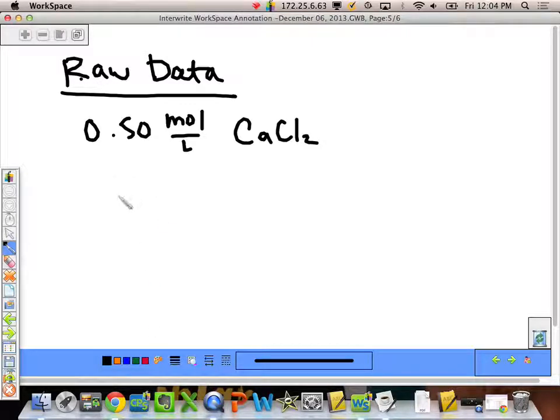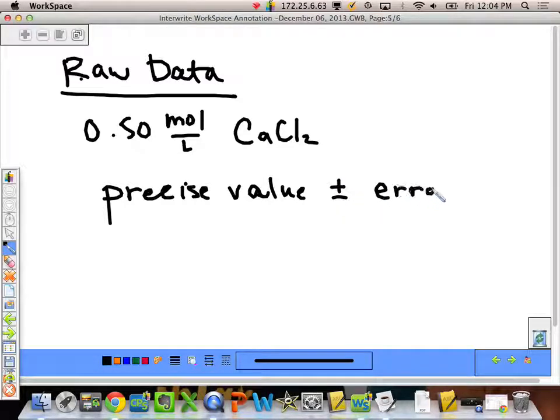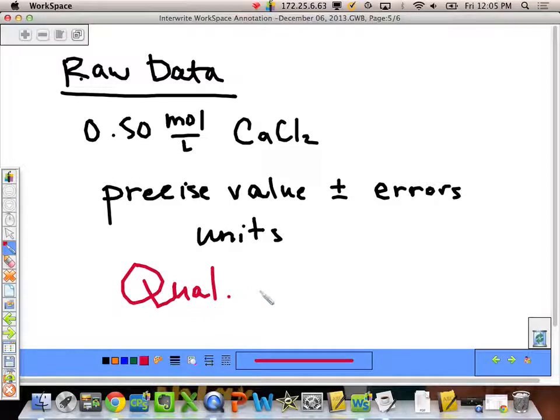And I am going to need a precise value. I'm going to have my errors. I'm going to have units. And I don't want to forget qualitative observations. What does this stuff look like?